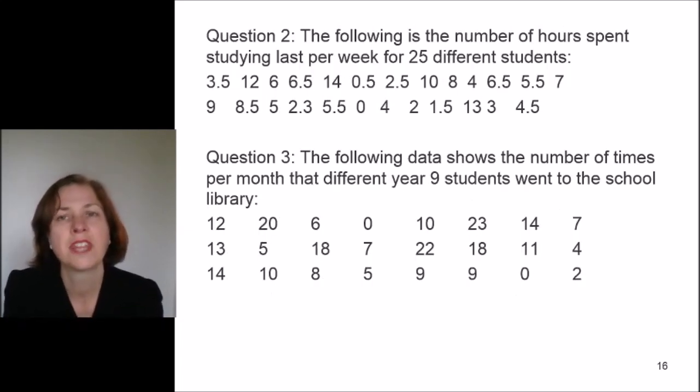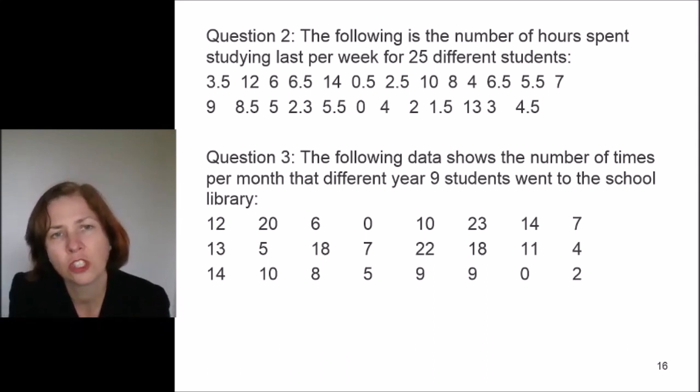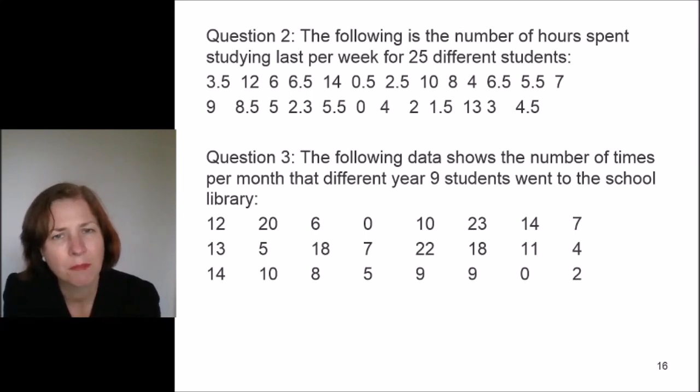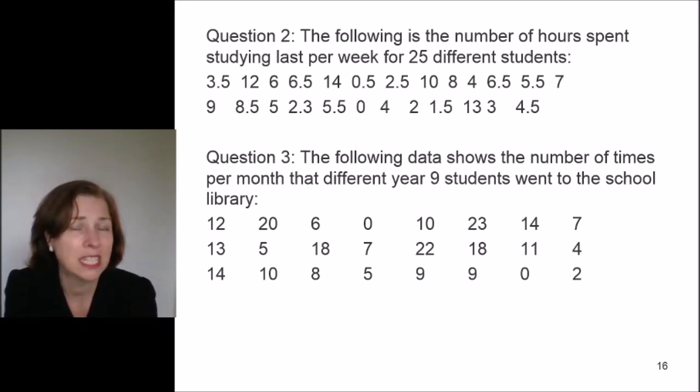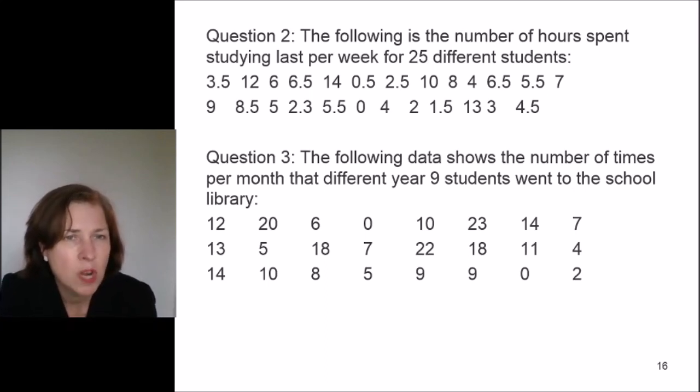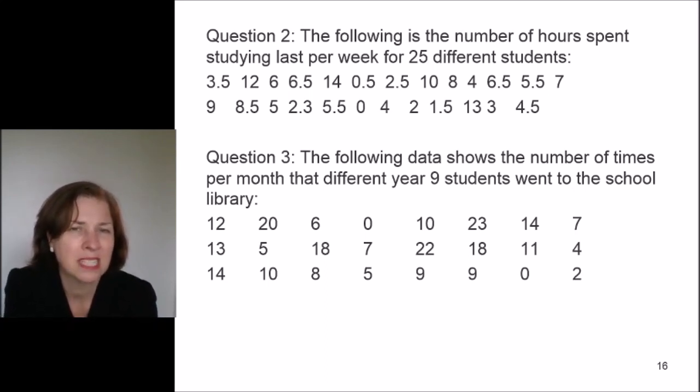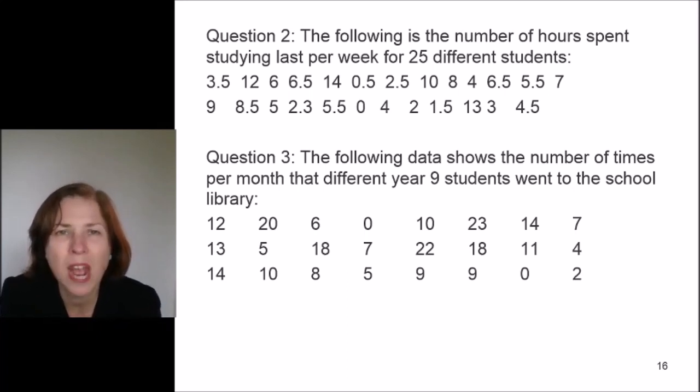Question 2, the number of hours spent studying last week for 25 different students. So I need to decide, first of all, is this data continuous or discrete? And because I'm measuring something, that is time, this is actually continuous data. Even though it looks discrete, because there seems to be a gap of more or less 0.5 between most numbers, I can see that someone in there has written 2.3. But if I had measured more accurately, this definitely would be continuous data.